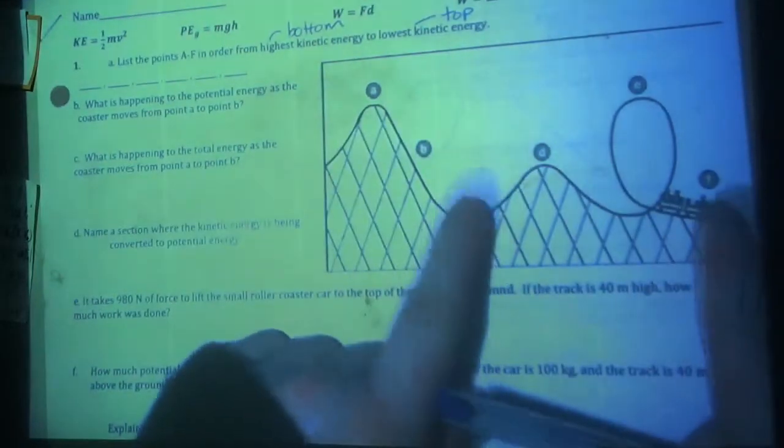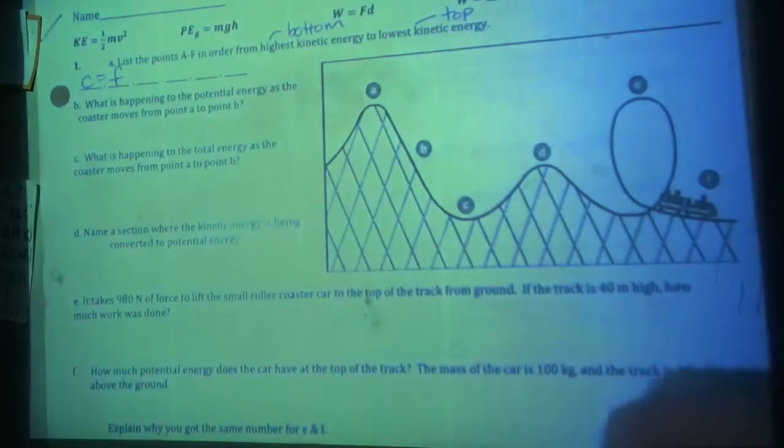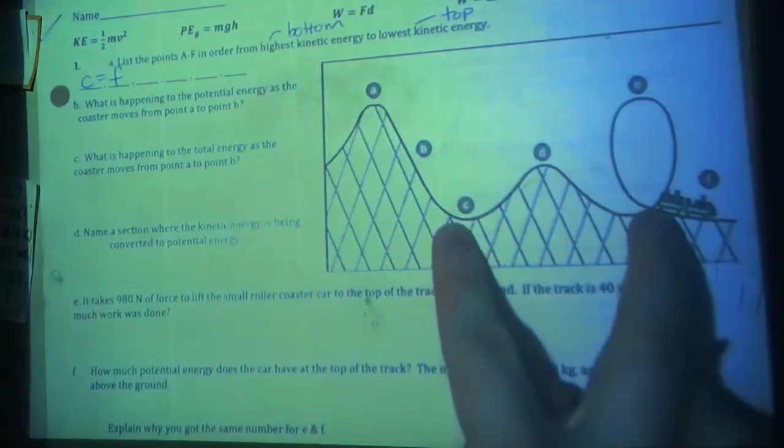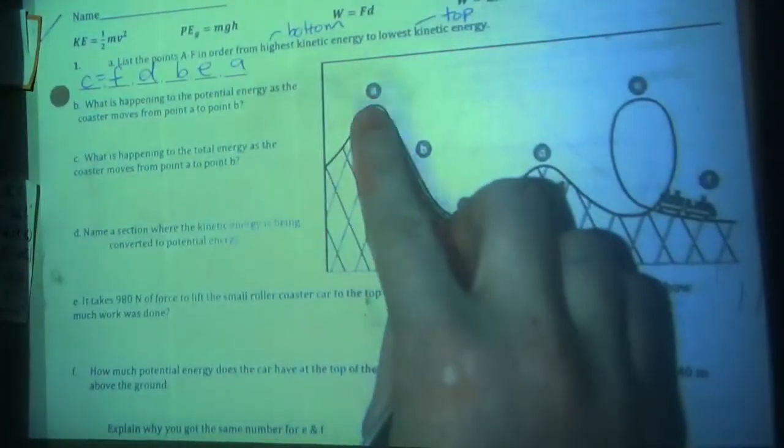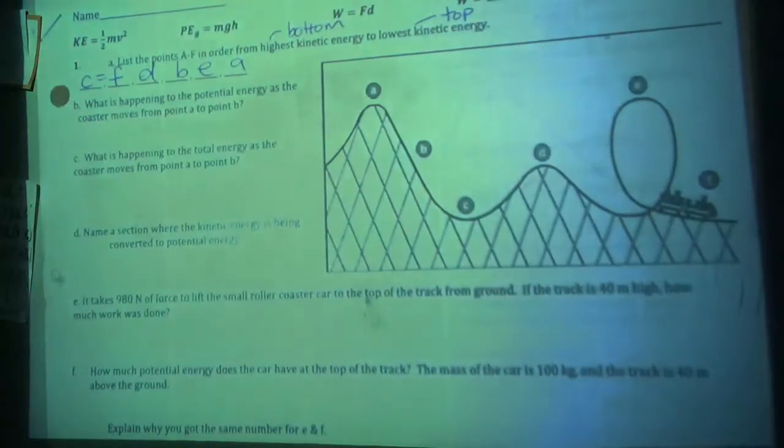So the highest kinetic energy is hard to tell. You can just put C or F. I just put them both. I don't really know which one's lower than the other. And then next lowest would be D, and then B, and then E, and then A, I think, is the highest point, so it would be the least kinetic energy.